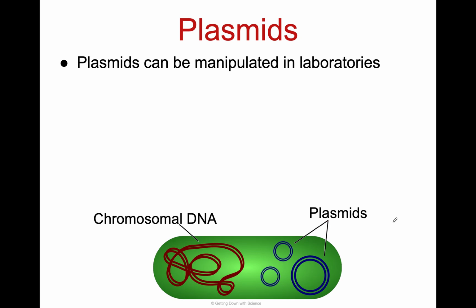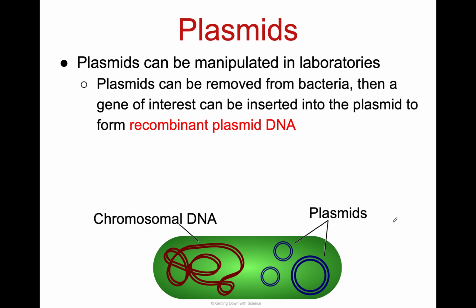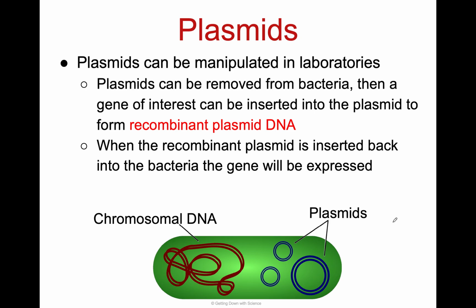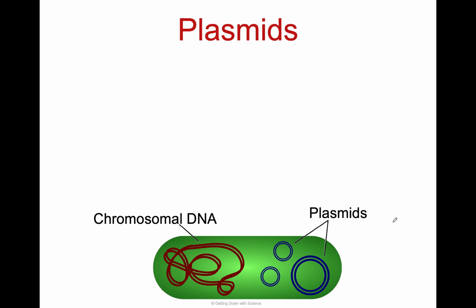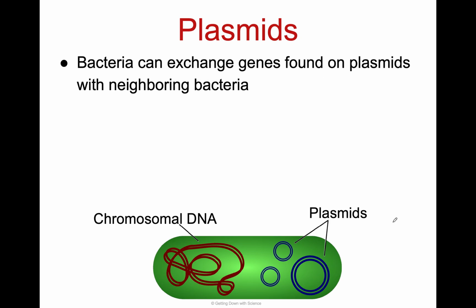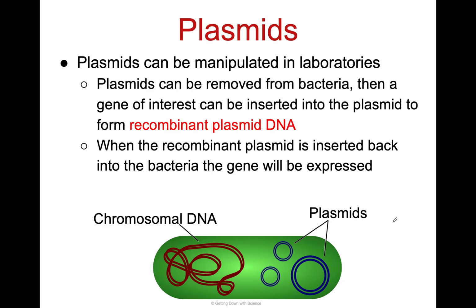Plasmids can be manipulated in laboratories, so we're actually going to do this in our lab. They can be removed from bacteria, then a gene of interest is inserted into the plasmid to form recombinant plasmid DNA. When the recombinant plasmid is inserted back into the bacteria, the gene is going to be expressed. So we're actually going to do this. We're going to take a piece of DNA and insert a gene into it, and we're going to put that into E. coli, and the E. coli is going to be expressing that. It can exchange genes found in plasmids with neighboring bacteria. Actually, sorry, before we get into this, pause here to take notes.